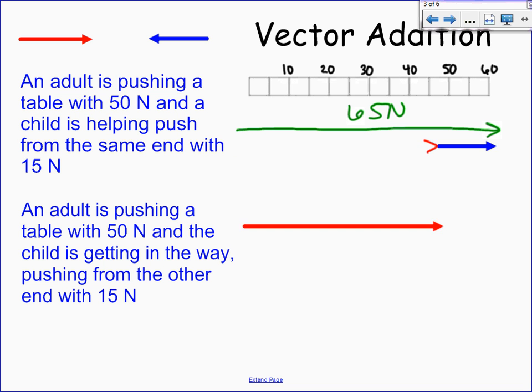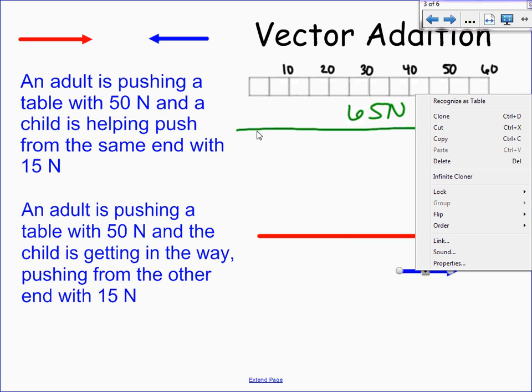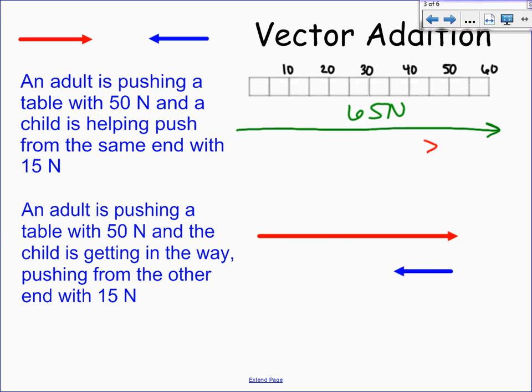Now, the adult's vector is still going the same direction, but the child's vector, same magnitude, is going to be flipped in the opposite direction, looking just like this. We would still put them tip to tail, and then we would draw our resultant vector. Now, the resultant vector would be this length right here, and then you have to ask yourself, would it be to the left or to the right?